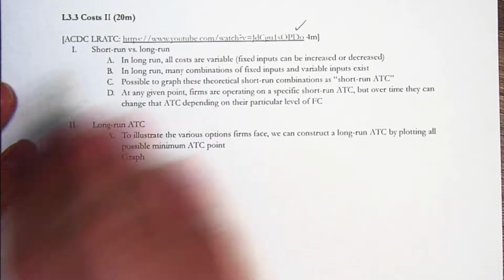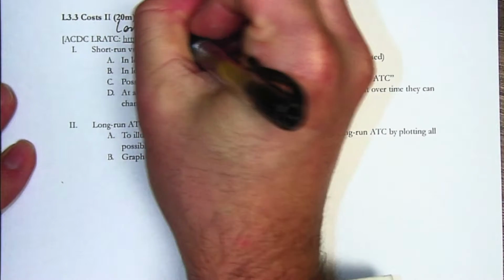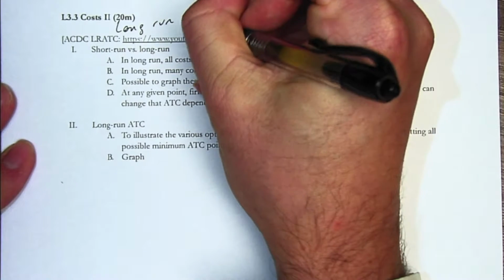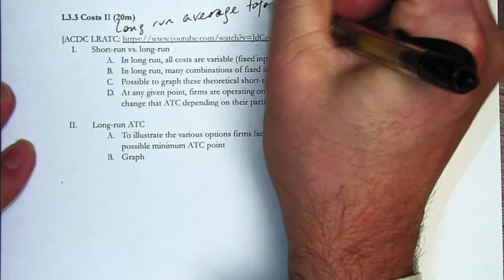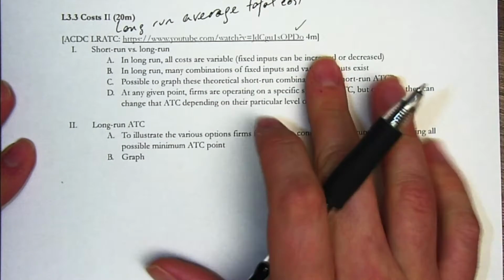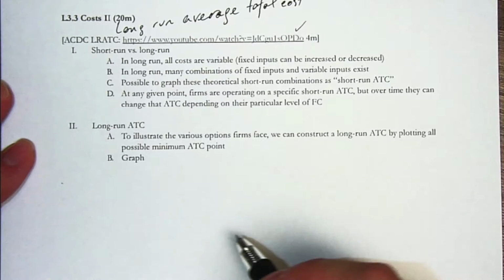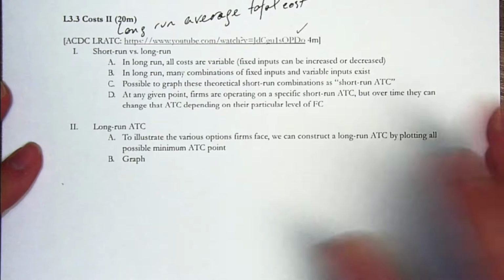This concept is called the LRATC, and the LRATC corresponds to something called the long run average total cost curve. Take a look at that video, and then we're going to be able to really talk about this. I'm going to try to put a link into my videos to get you there.